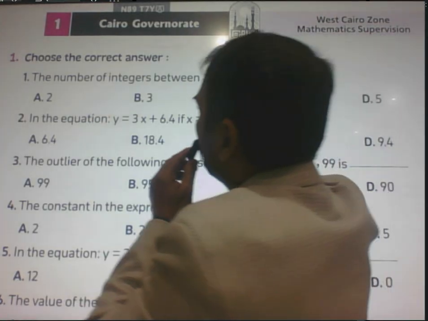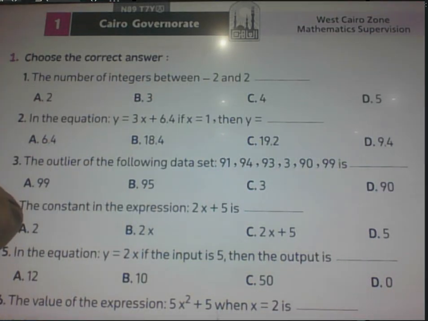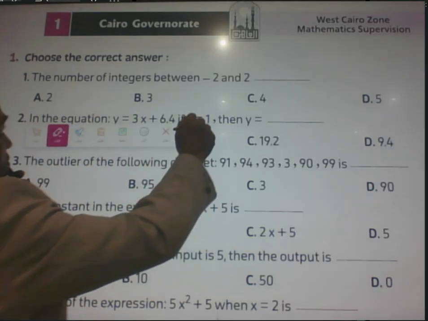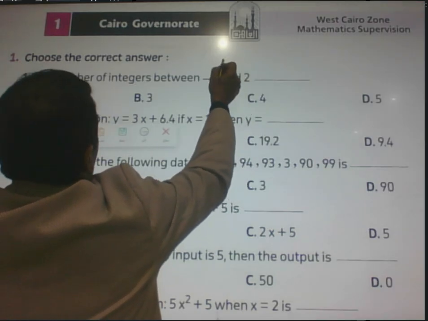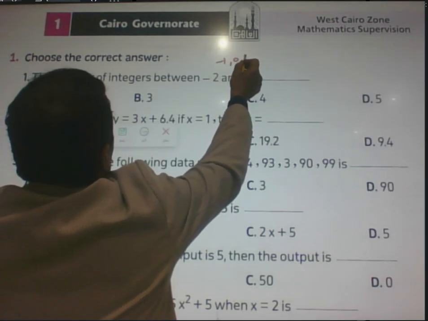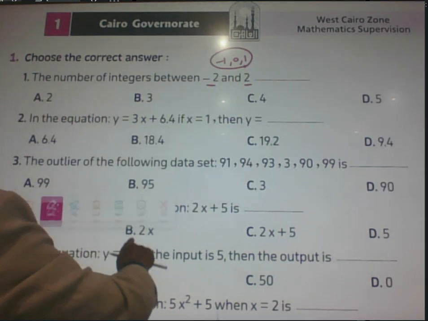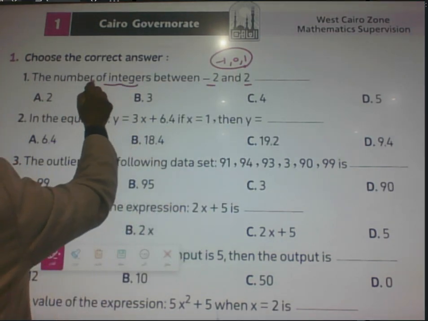The number of integers between -2 and 2. You can find the answer and count it. We have -1, 0, 1. We have three numbers that lie between -2 and 2. Right with me? -1, 0, and 1 lie between -2 and 2. We have three numbers. Okay, the number of integers, we can count it.